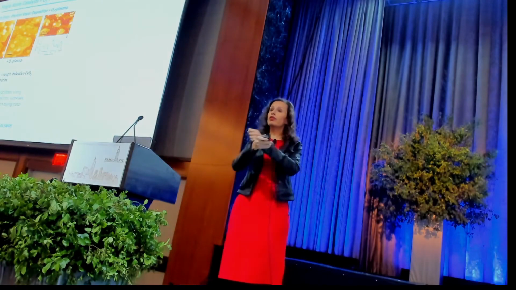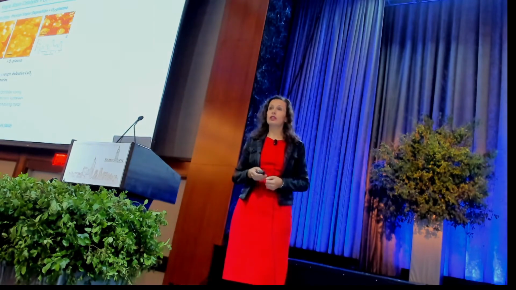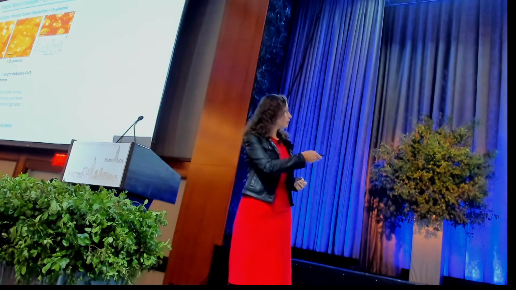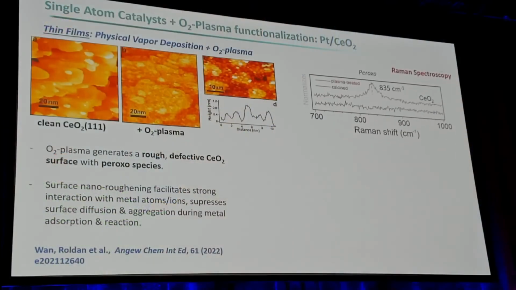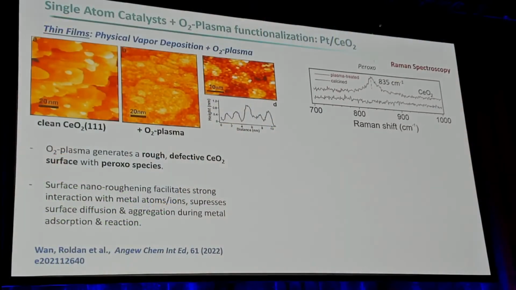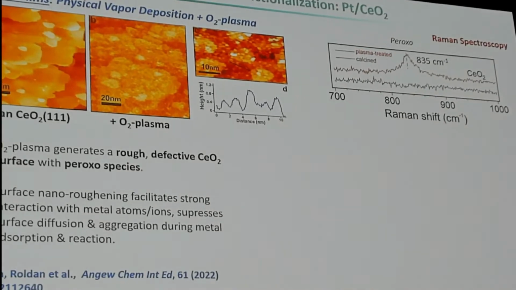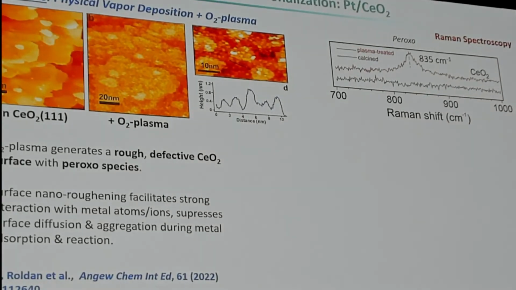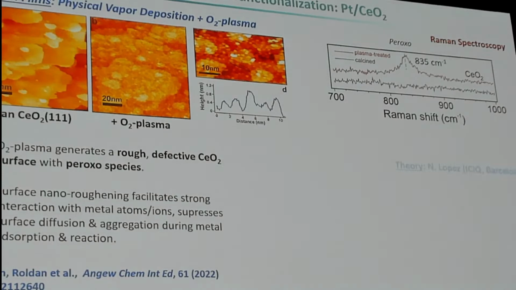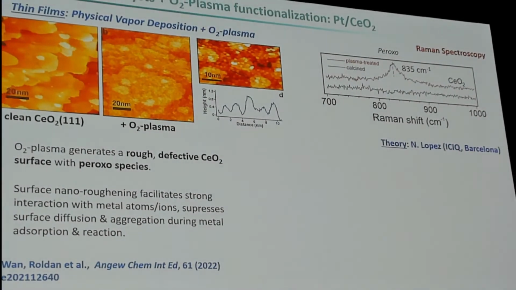So we make very thin films of ceria in vacuum, and then we expose them to an oxygen plasma. And you can see that you get this roughness here, you get clusters of ceria. Those clusters are going to help us to stabilize the single atoms. At the same time, if you look at Raman spectroscopy, these plasmas are also creating peroxide species, and these are also going to play a role in the initial stabilization and the dispersion of the single atoms. So working with thin films is very important to be able to understand particular activity, selectivity trends, but also the stability of these type of materials.